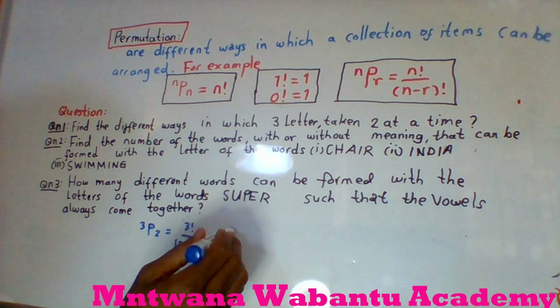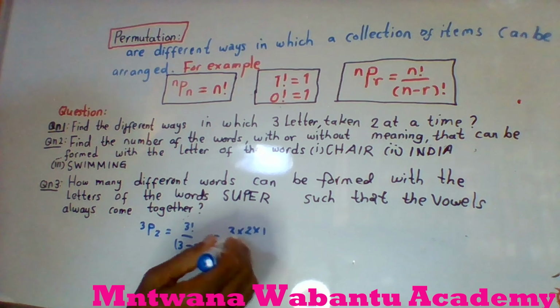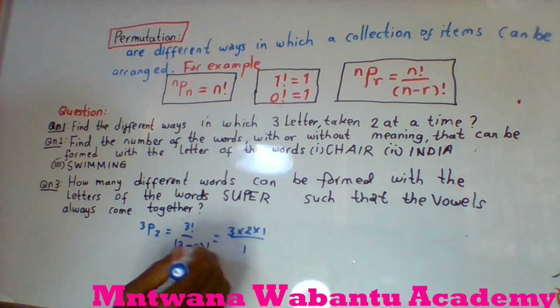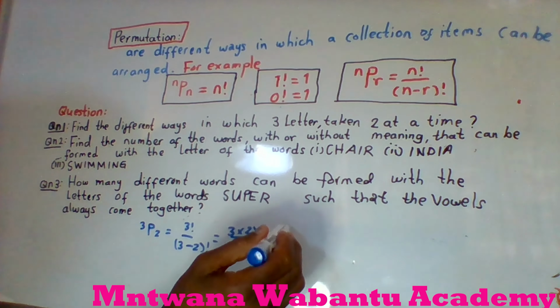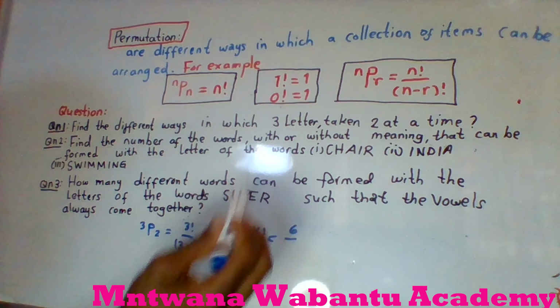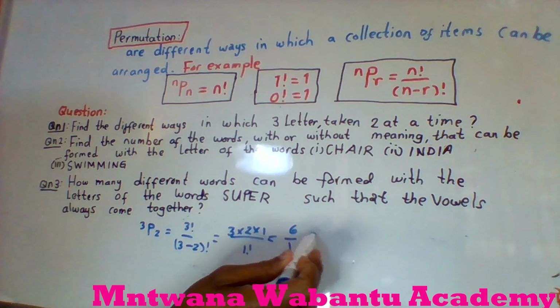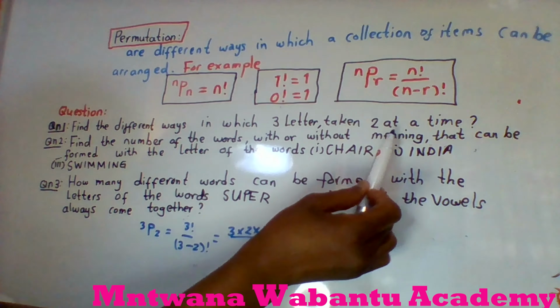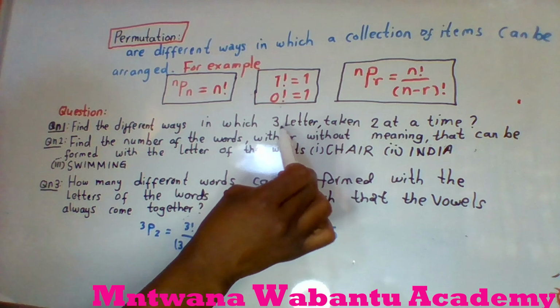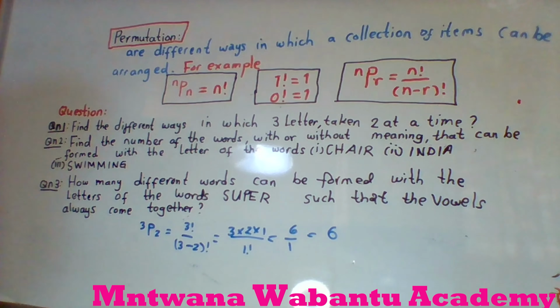So 3 factorial means 3 times 2 times 1, and then we say 3 minus 1 equals 1, but that's 1 factorial. So now 3 times 2 is 6, 6 times 1 equals 6, over 1 factorial equals 1, so equal to 1. So there are 6 different ways whereby 2 letters can be taken from 3 letters at a time. So the first question, we have already provided a solution.